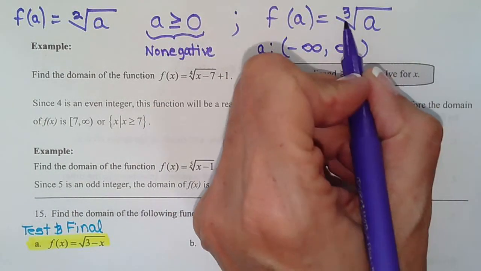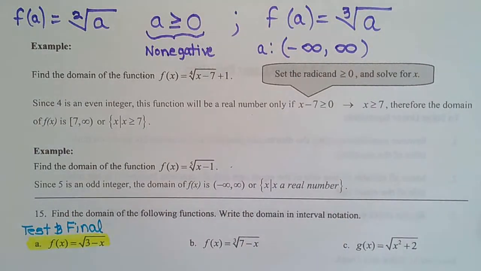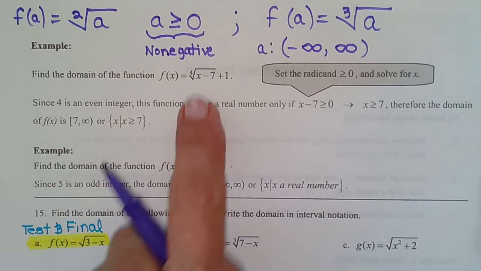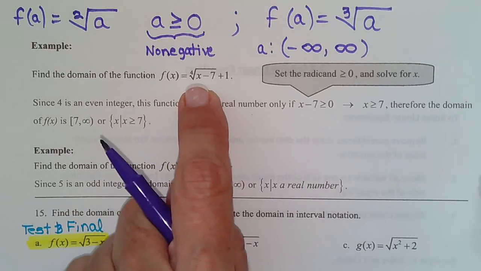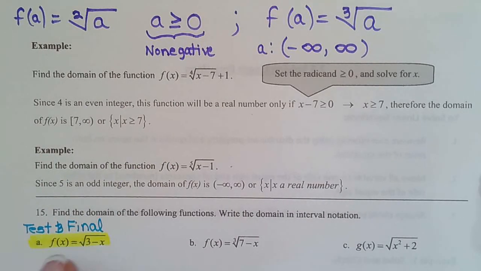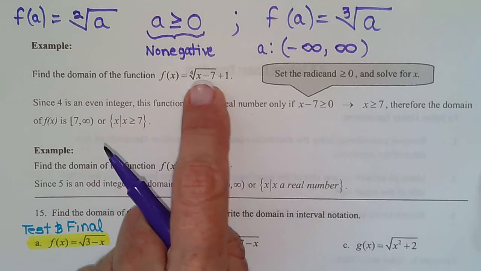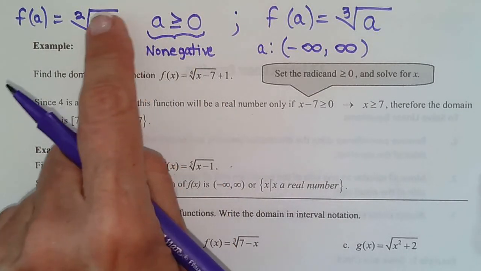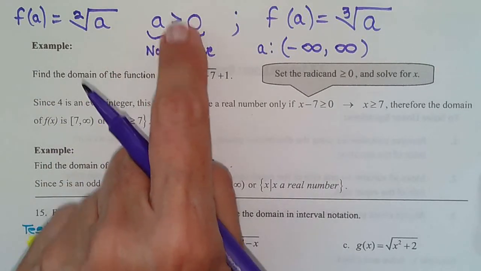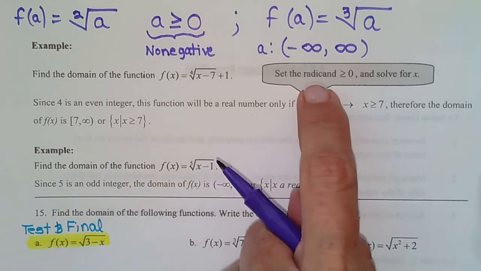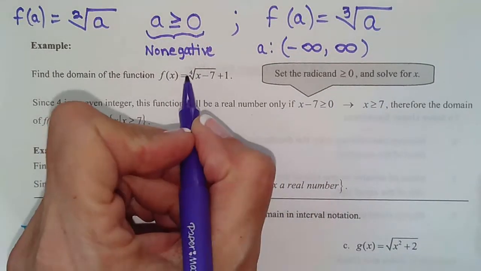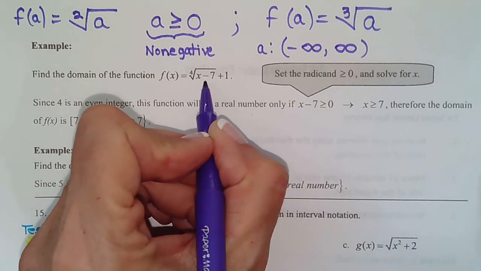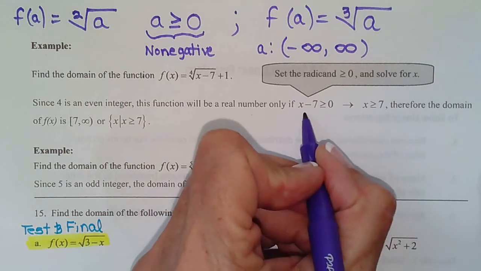And if it's odd index, we learned on the other side in the explanation box that any number can be put in for A. So when I see this problem, and remember this is on our test and our final, I put one down here that was most like the test. The minute I see the even index, I go, oh, I got to take whatever's under the radical and make it greater than or equal to 0. So set the radicand greater than or equal to 0. So what's the radicand? X minus 7, greater than or equal to 0.